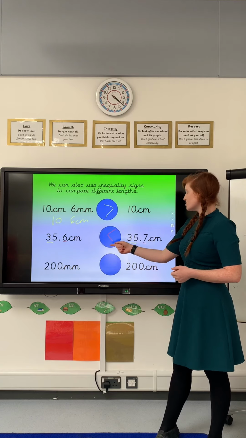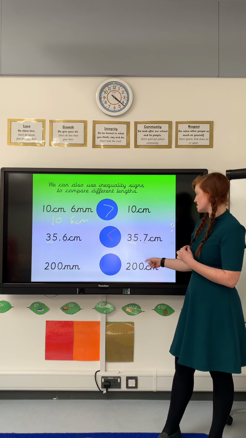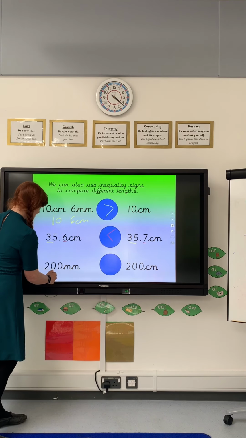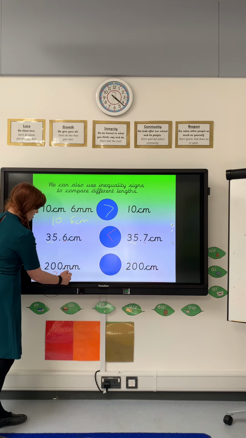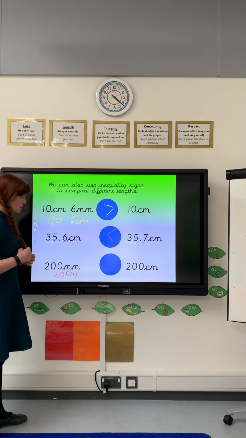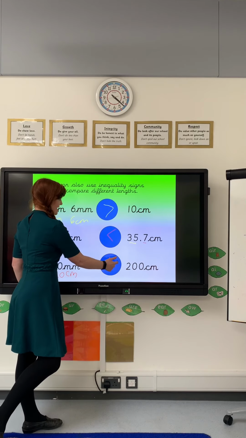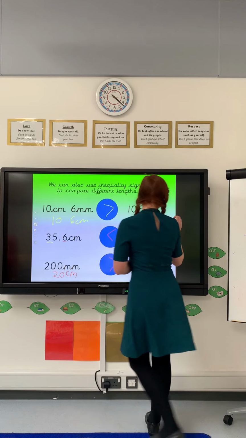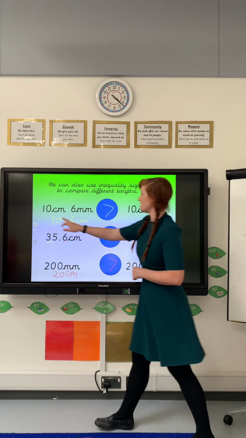And finally, we've got 200 millimetres and 200 centimetres. Again, convert. So 200 millimetres, if I divide that by 10, becomes 20 centimetres. 20 centimetres is less than 200 centimetres. Oh, sorry guys, it's gone the other way.